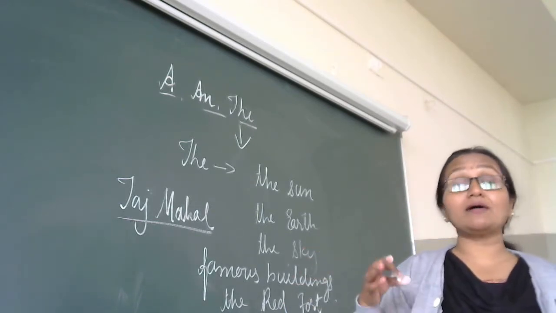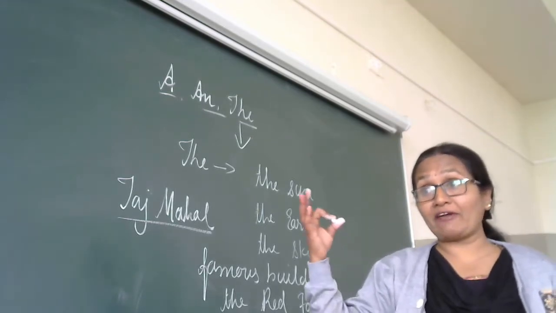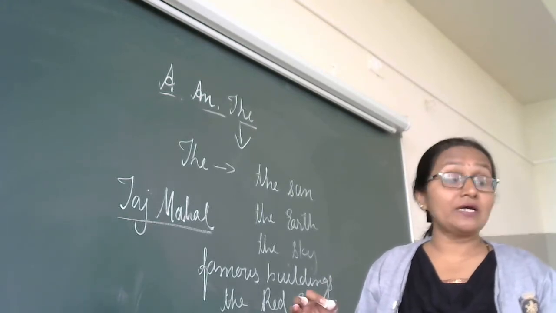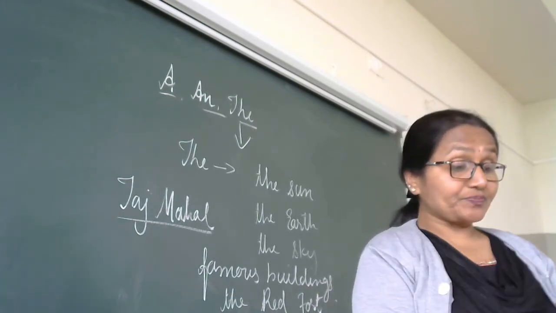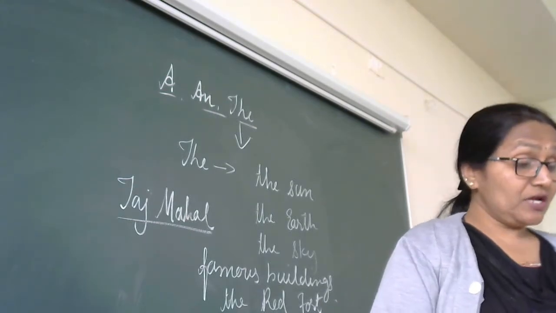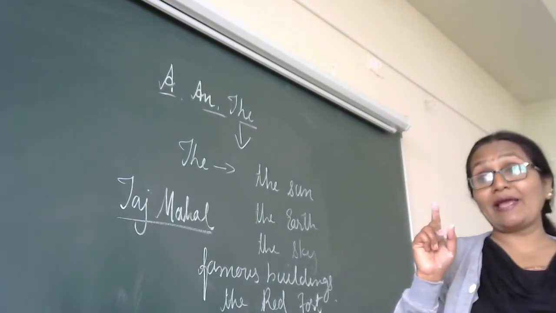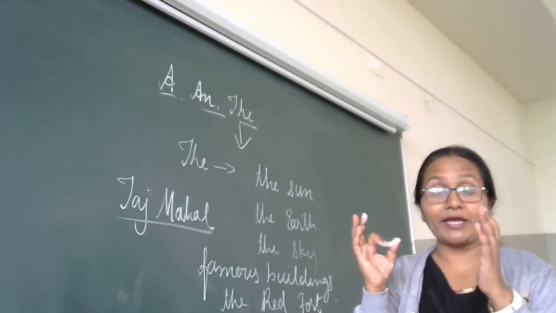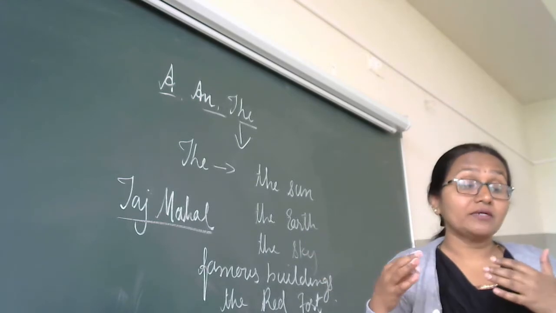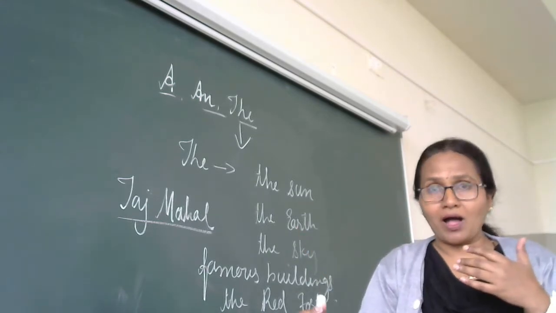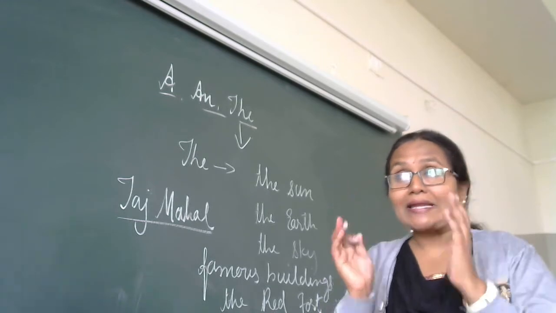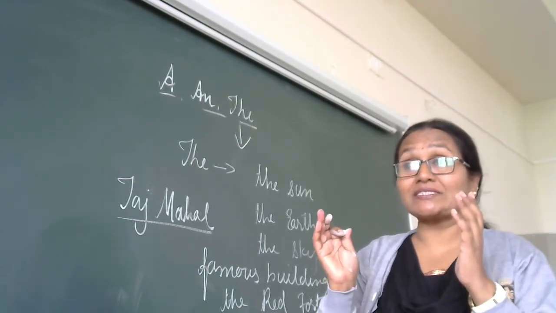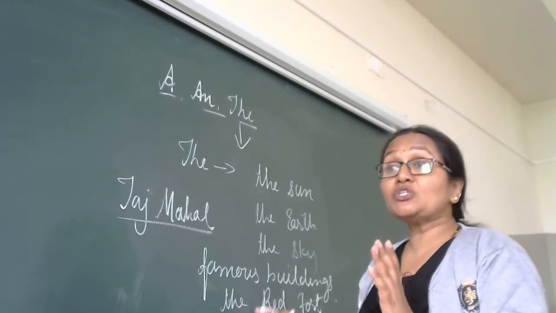For example, the Ganga, the Mount Everest. So all this which has a special name, we use the. We use the before the names of even the holy books. For example, the Gita, the Bible, the Quran. Each is of its one kind, one thing, one famous monument, one river that has got a special name, the proper noun. We use the.